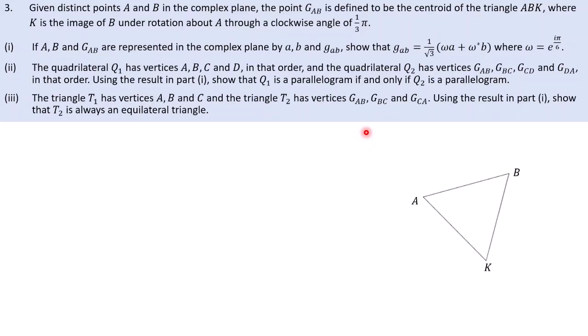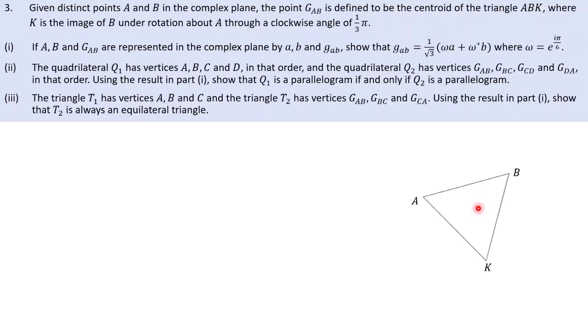So for this question, let us take a look at what it is. Given distinct points A and B in a complex plane, the point GAB is defined to be the centroid of the triangle ABK, where K is the image of B under rotation about A through a clockwise angle of pi over 3. So we have basically A and B are points, and then AB is rotated 60 degrees to give the point K. So this line rotates 60 degrees is AK, and G is the centroid of this triangle.